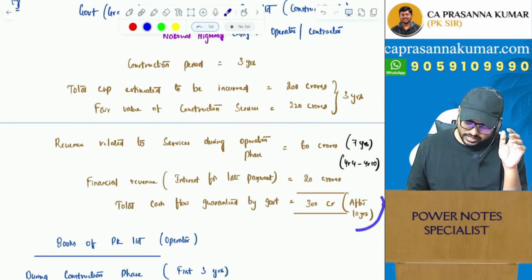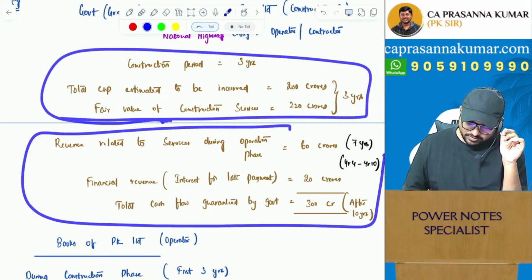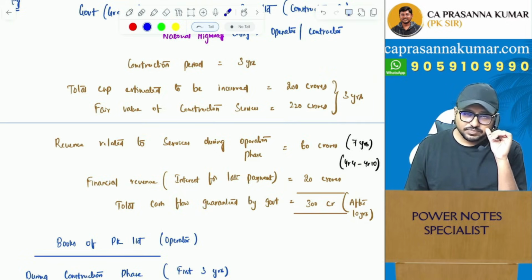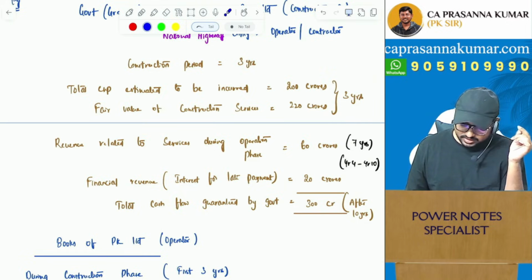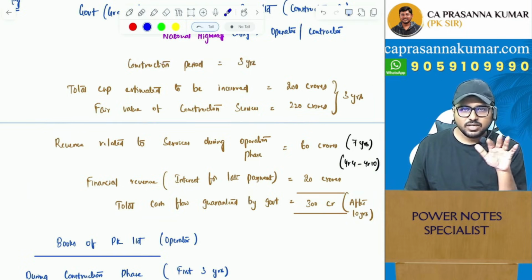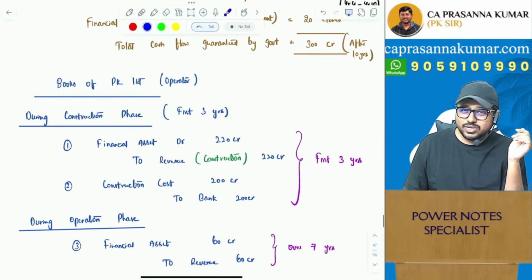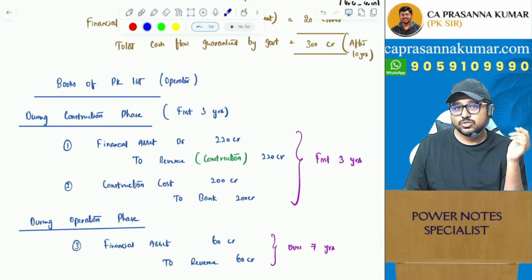So this total 10 years will be divided into two phases. Phase 1 is the construction phase, 3 years. Phase 2 is the operation phase, 7 years. Is this clear? Yeah, this entire 10 years is divided into two phases. This is the construction phase, this is the operating phase. Clear? Right, fantastic.